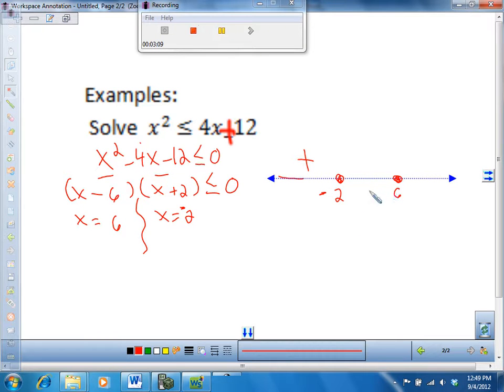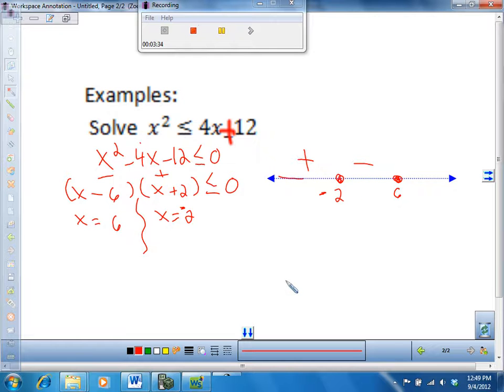Okay? Then I pick a nice point between -2 and 6. What's a nice point between -2 and 6? 0. Okay? So you plug in 0 in here. If I plug in 0 here, this thing is what? Negative or positive? Negative. And this thing is 2, right? So a negative number times a positive number gives you a negative number. So we're negative in that interval.